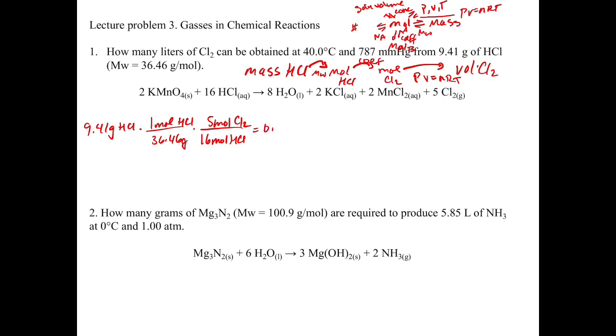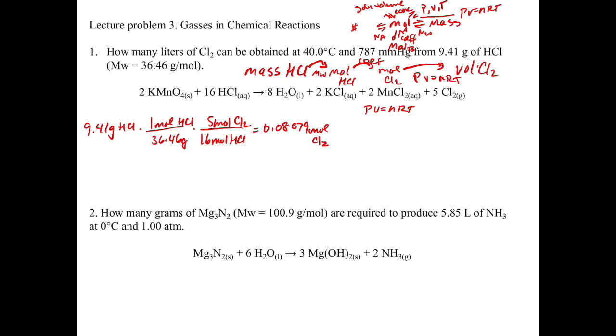So from that, we can get 0.08079 moles of Cl2. Now, the reason why I want moles is because in PV equals nRT, we need to have the number of moles in order to work with it. So we don't have to go on to a mass, because we can just use the number of moles in this case.